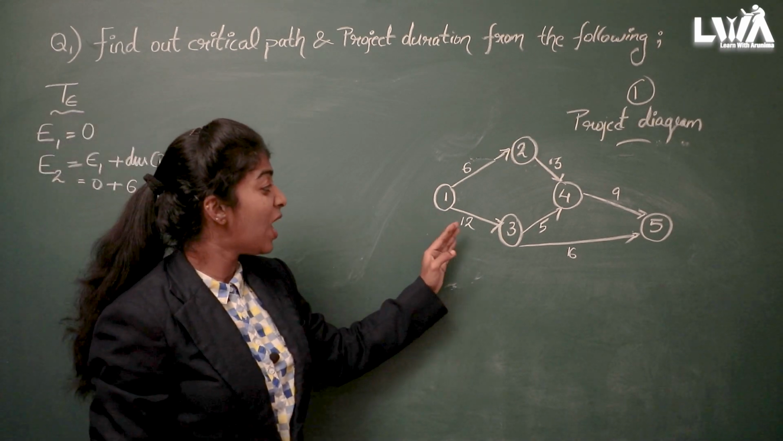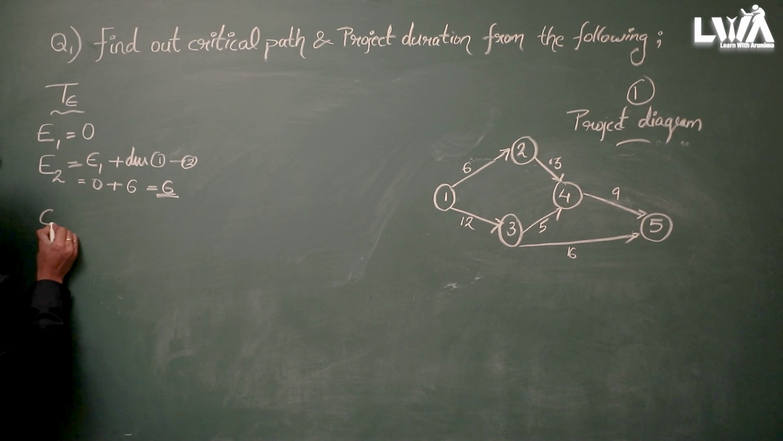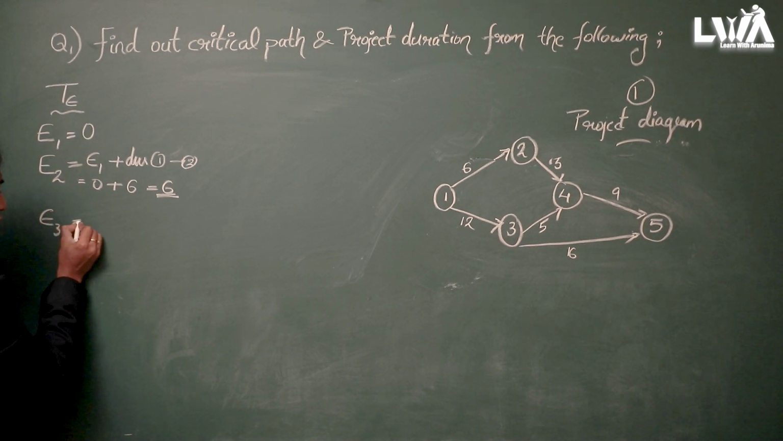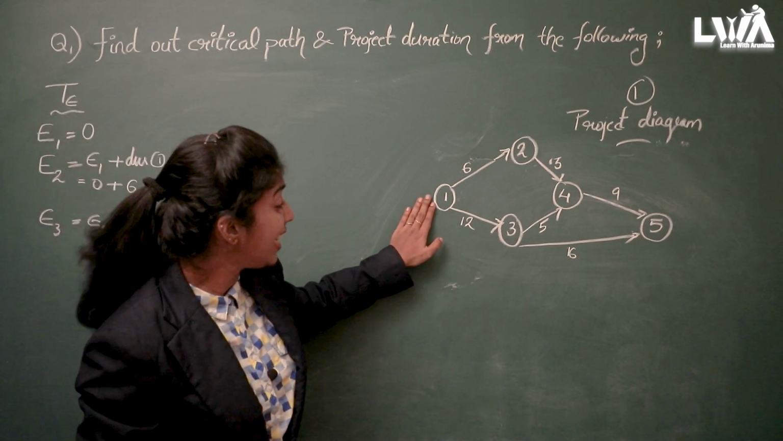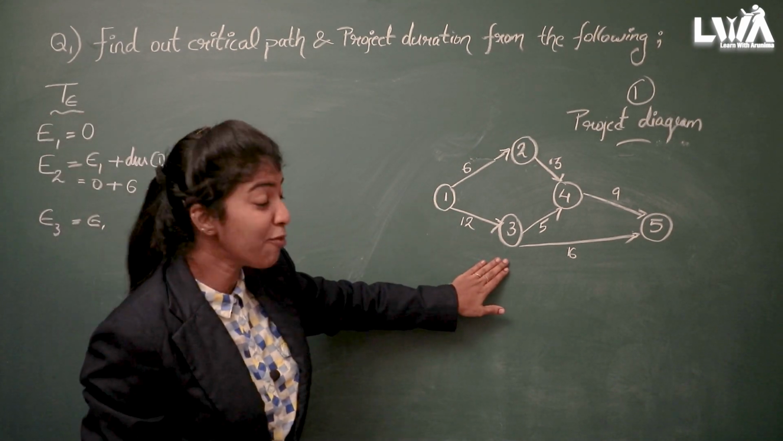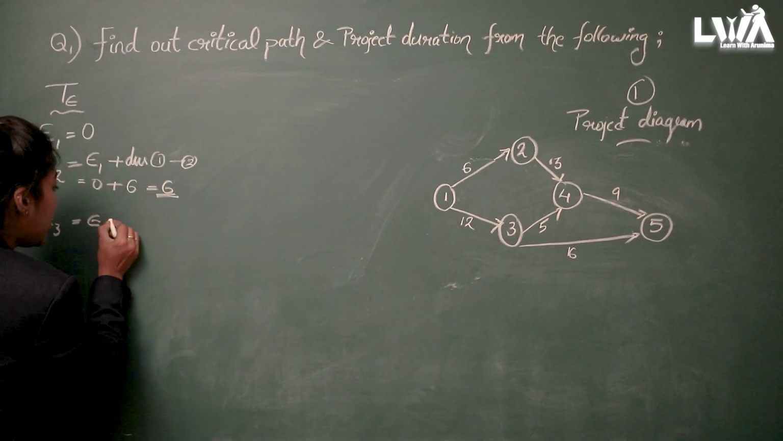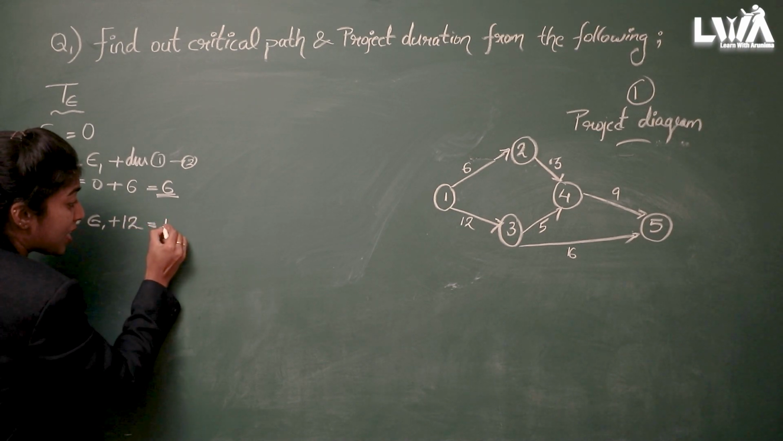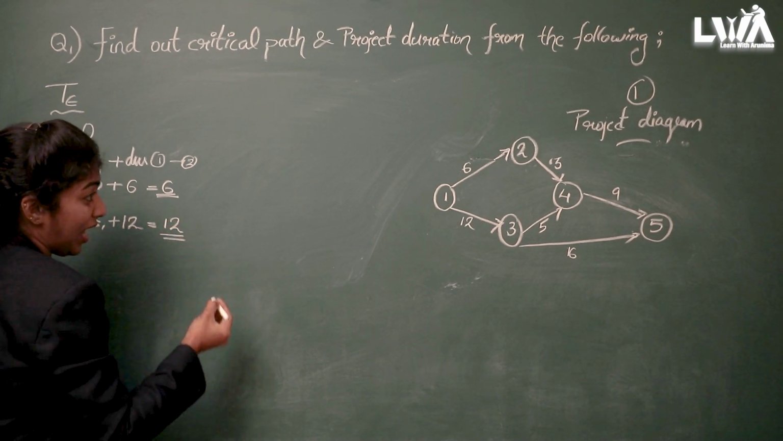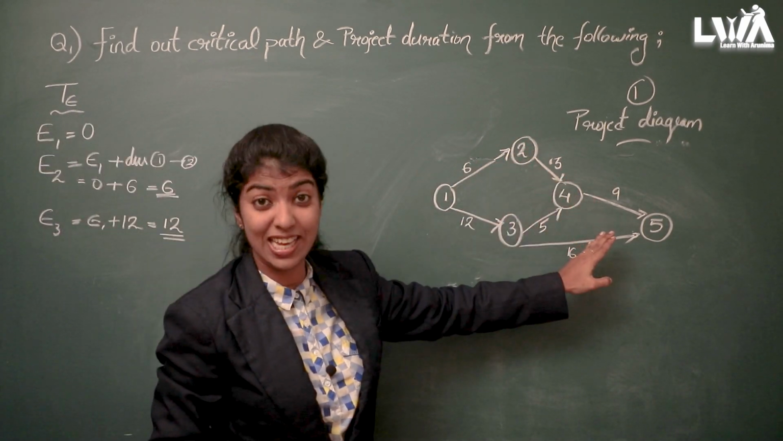Then what is E3? Here E3 is found from the same E1. E3 is E1 plus the duration from E1 to E3, that is 12. So E1 plus 12, which is 0 plus 12, it is 12. So with this diagram we can find all the E values.